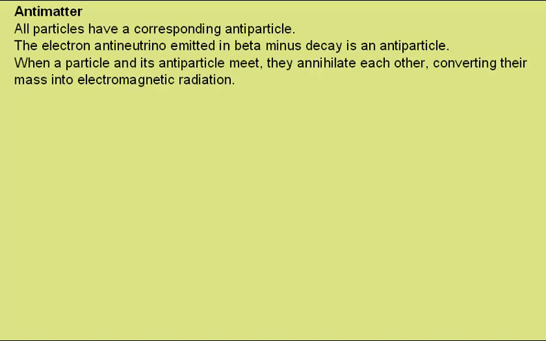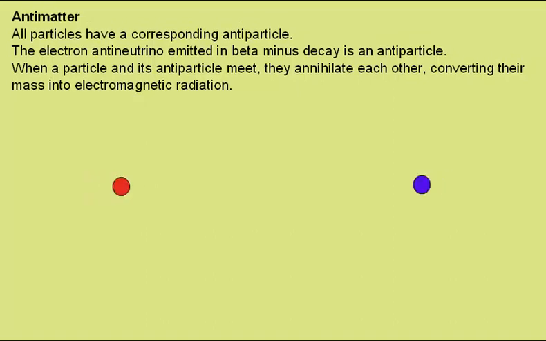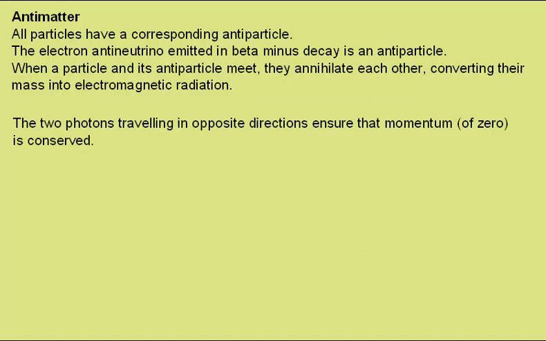When a particle and its antiparticle meet, they annihilate each other, converting their mass into electromagnetic radiation. So here we have a particle and an antiparticle. When they meet, they emit two photons of electromagnetic radiation travelling in opposite directions. The two photons have to travel in opposite directions to ensure that momentum, which was zero initially, will be zero afterwards. Momentum has to be conserved.